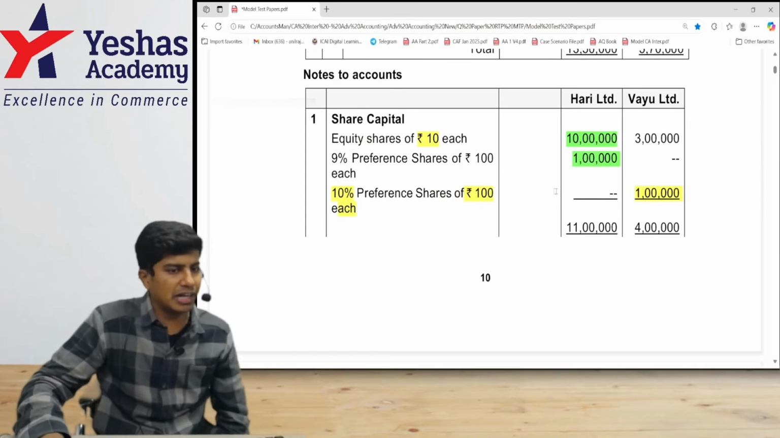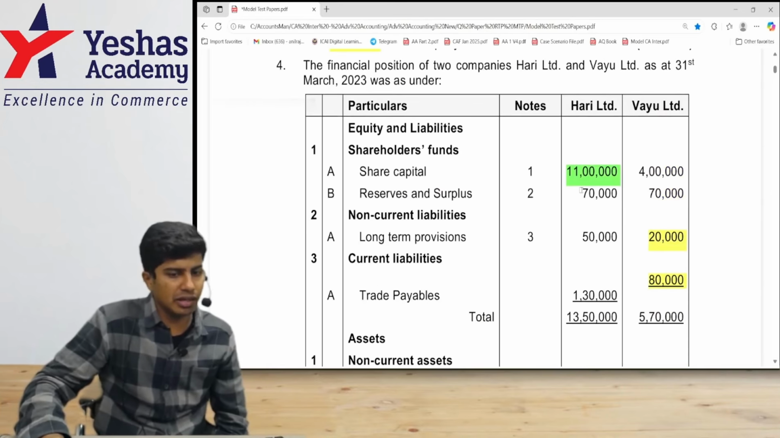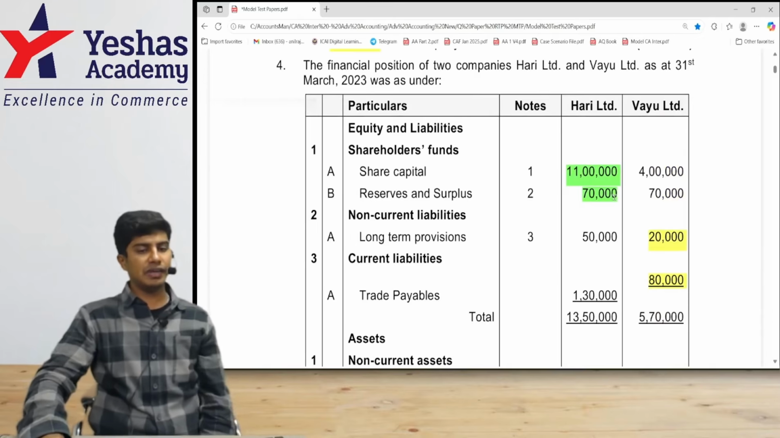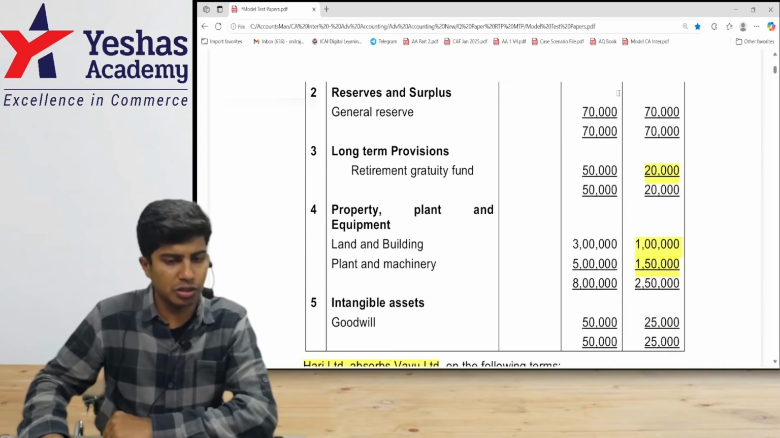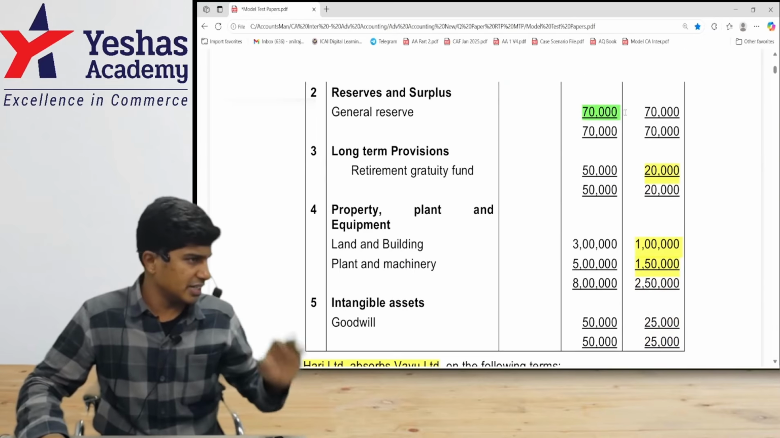What is it that we have after this 14 lakh and 2 lakh 10? Come back to the balance sheet only. We're done with share capital. Next, what is there? Reserves and surplus 70. We've been given it as note number 2. Come to note number 2 to see what is there. 70, general reserve. This will come as it is.